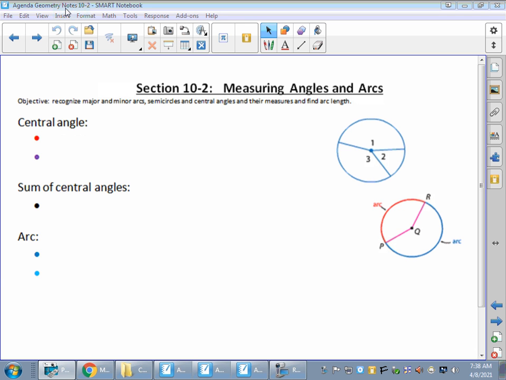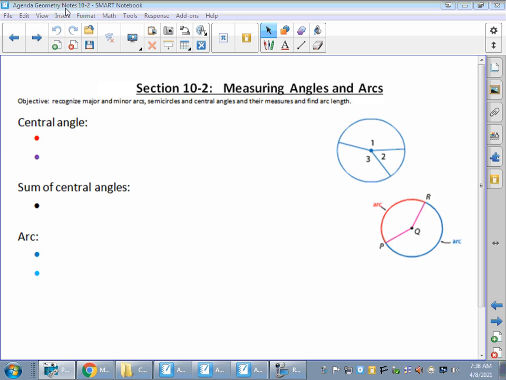So in Section 10.1, we talked about all the bits and pieces of circles. So you know diameters, you know radius, you know how to find circumference and area. So now we start talking more about circles. This chapter is all about circles. So in the little fine print there, it says we're going to recognize major and minor arcs, semicircles, central angles, and how to find measures and arc length.